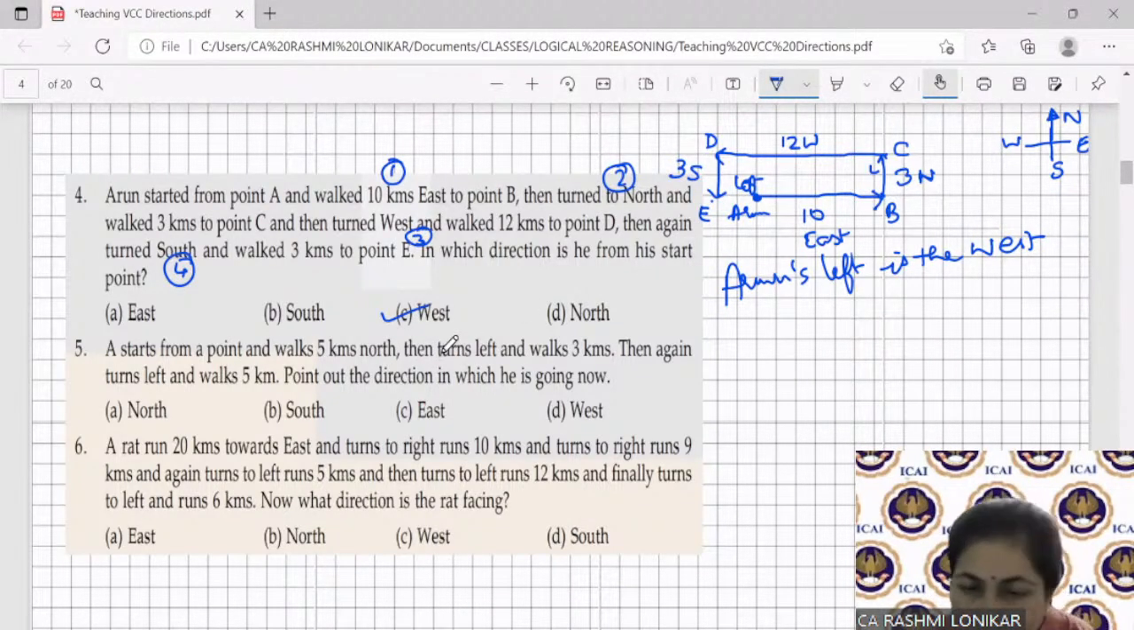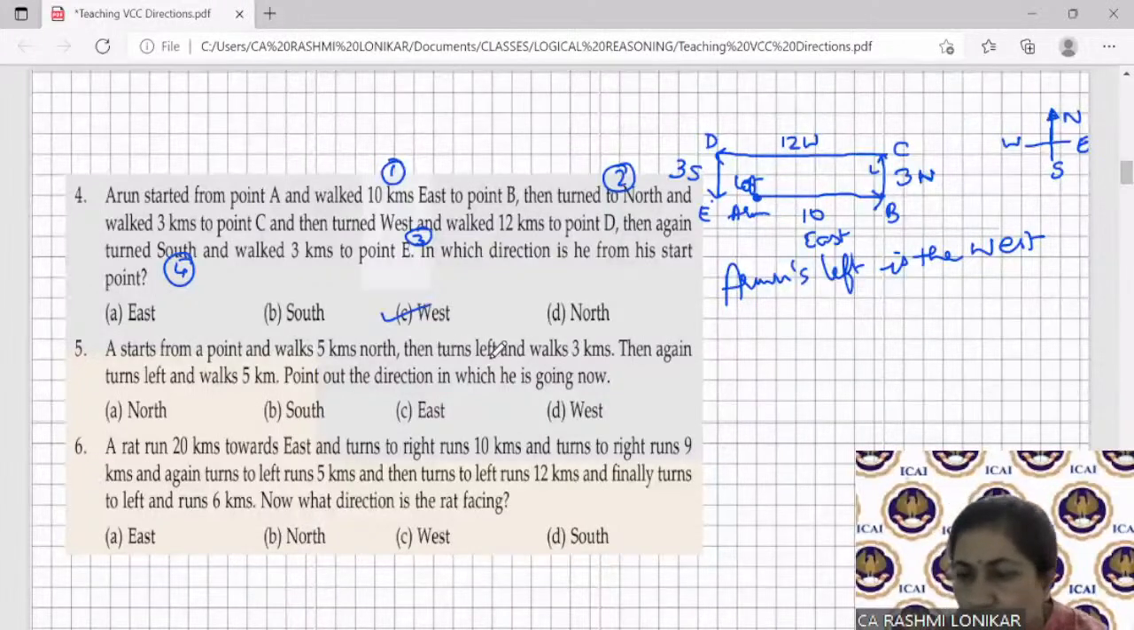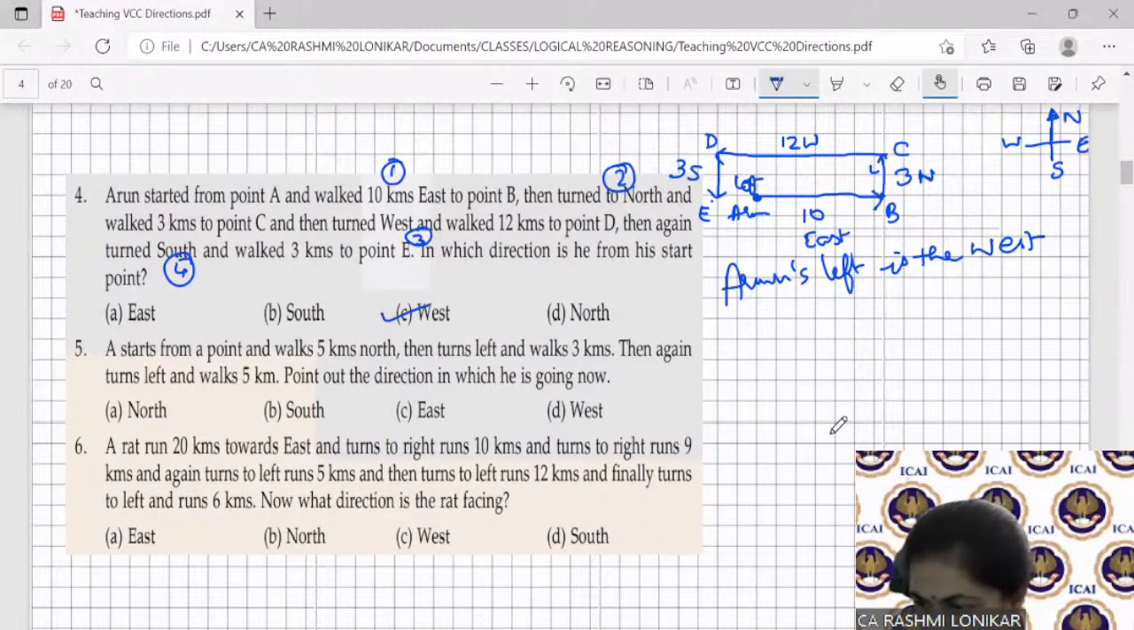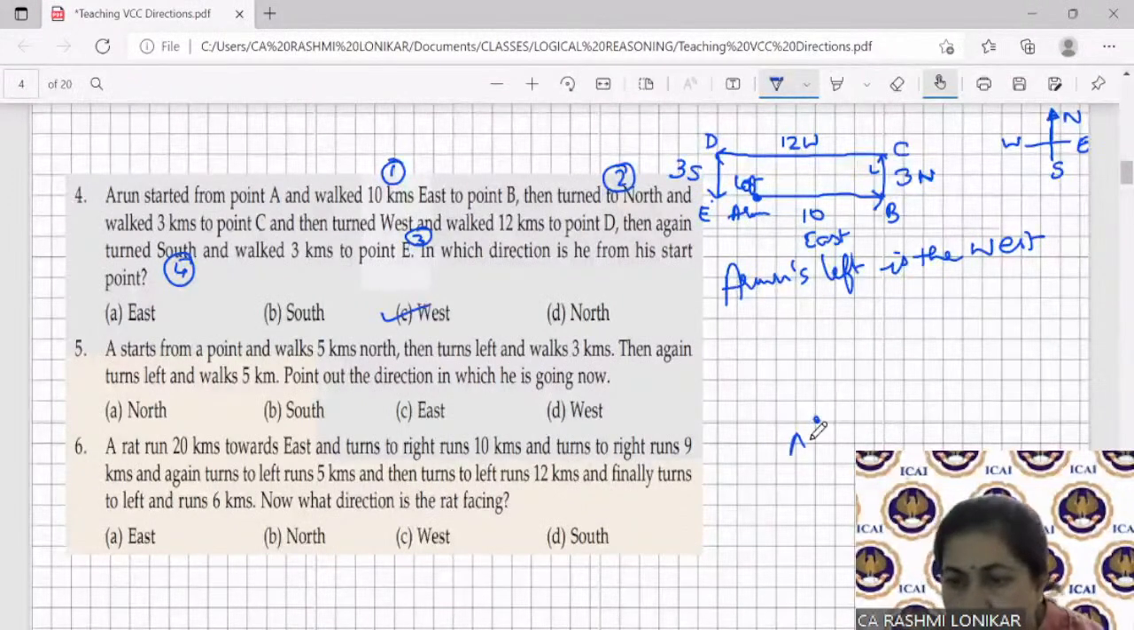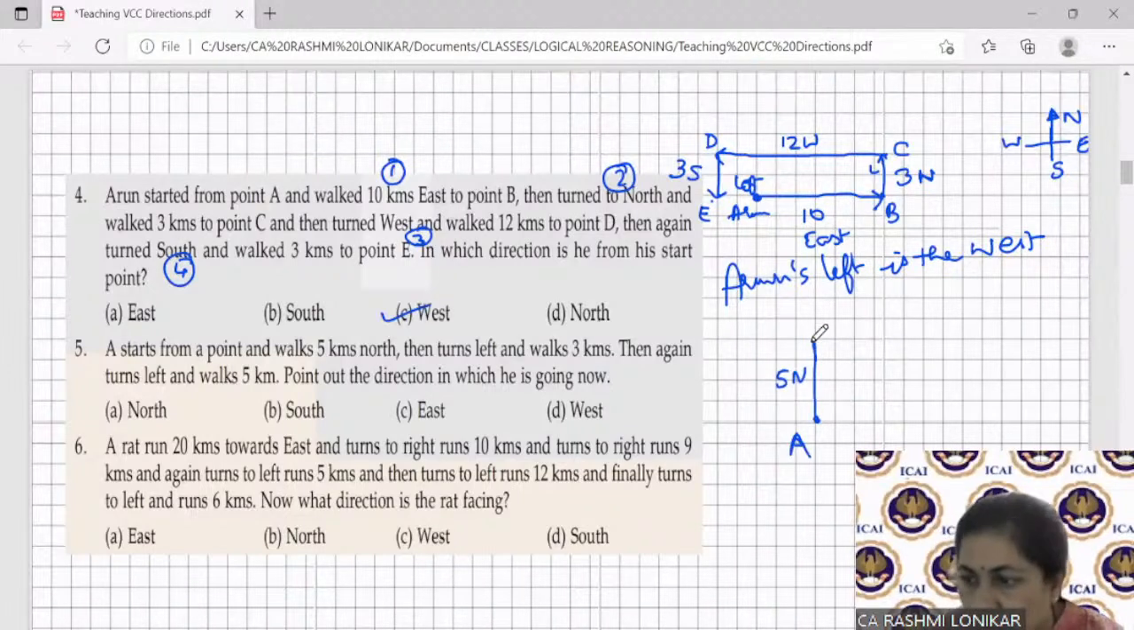Now let us move to the fifth sum. A started from the point and walked 5 kilometers to the north. Which is my north? This is my north. So he traveled 5 kilometers to the north. This is his direction. This is his left hand side. Then turned left and walked 3 kilometers. Then again, this is his left.